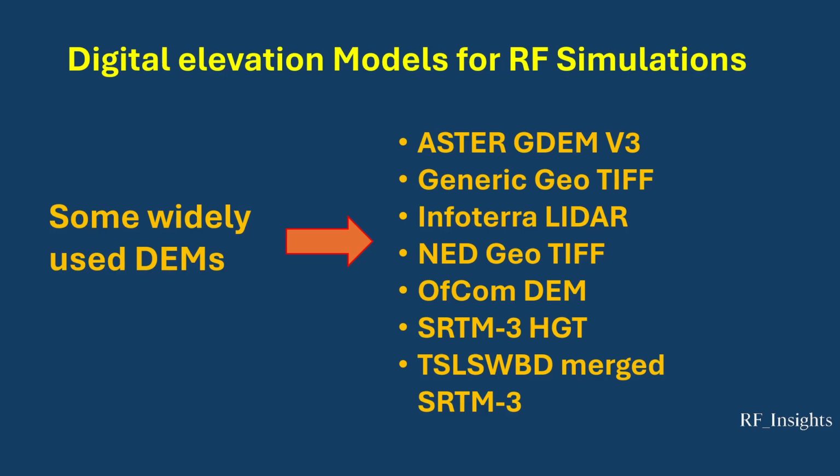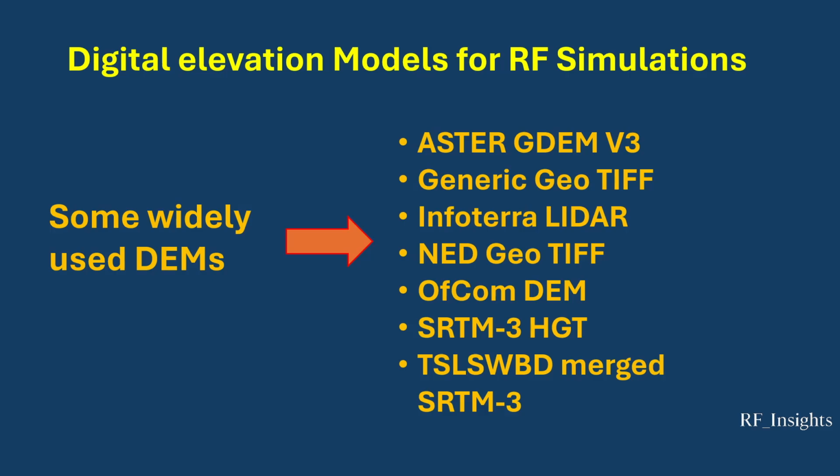So ASTER GDEM V3 is derived from stereo optical imagery by NASA and Japan's METI with a 30 meter resolution globally. So it covers the whole Earth. Version 3 improves vertical accuracy and reduces artifacts compared to earlier releases. The next data type is generic GeoTIFF, a common raster format that stores elevation data in a standardized georeferenced form and used widely because it's compatible with most GIS and RF planning tools.